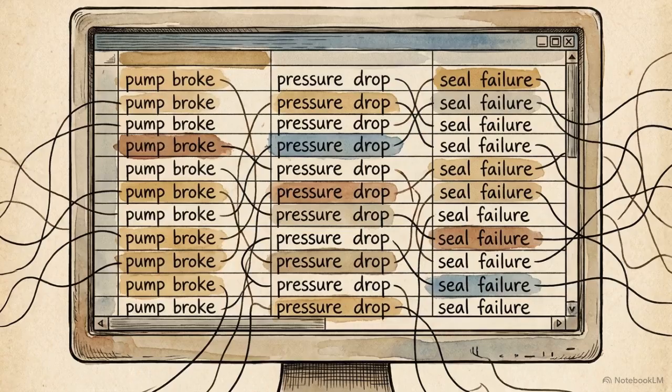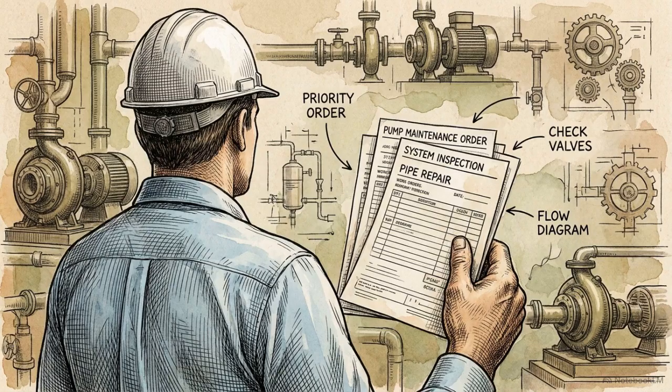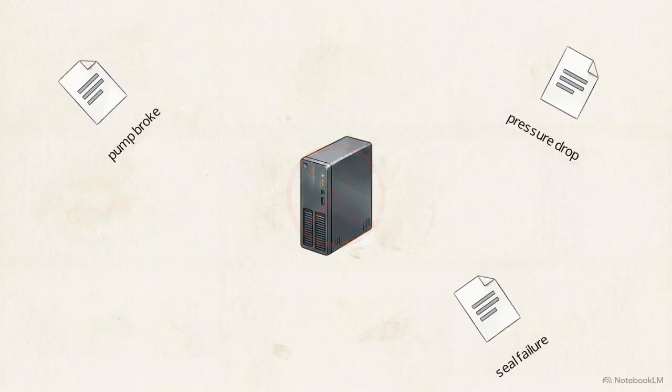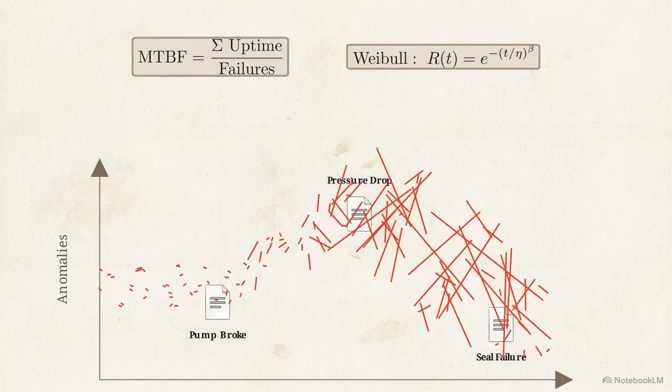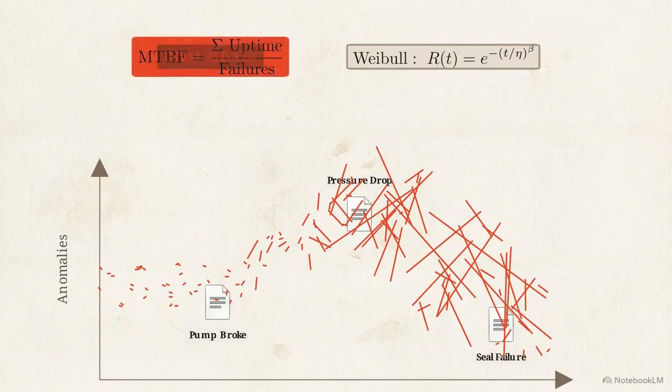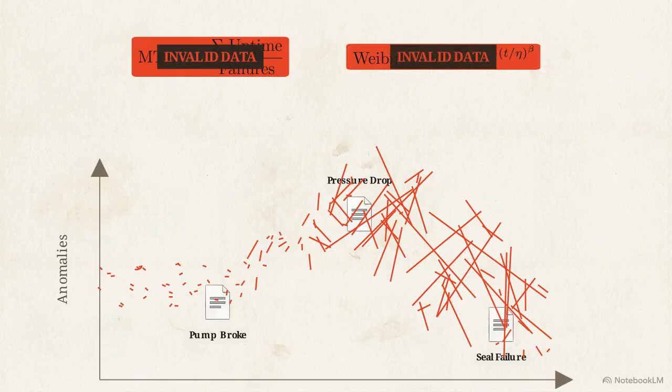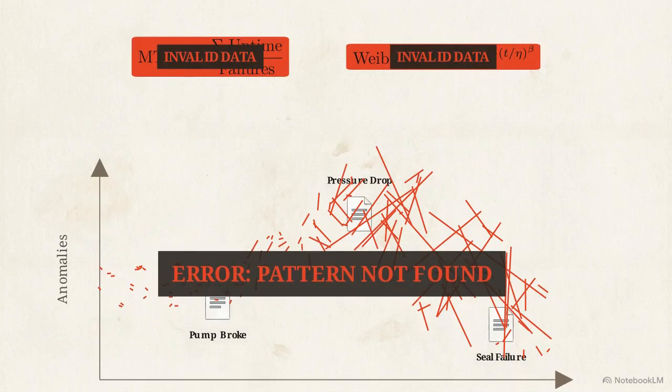This creates semantic chaos. Human supervisors can read those three entries and deduce they mean the exact same thing, but databases and machine learning models cannot. When closeout notes rely on free text, standard reliability analytics mathematically break down. You cannot calculate mean time between failures or run a Weibull analysis if the software registers three entirely different problems.